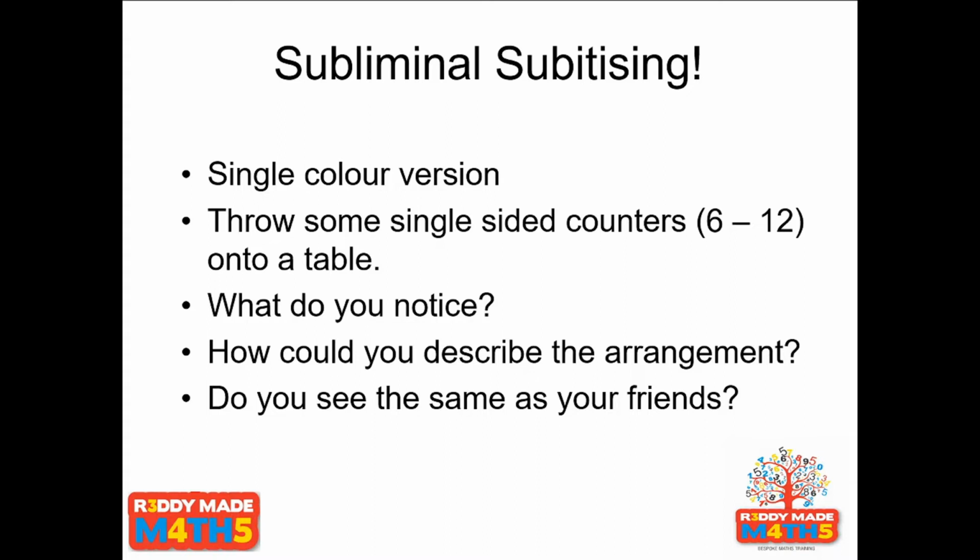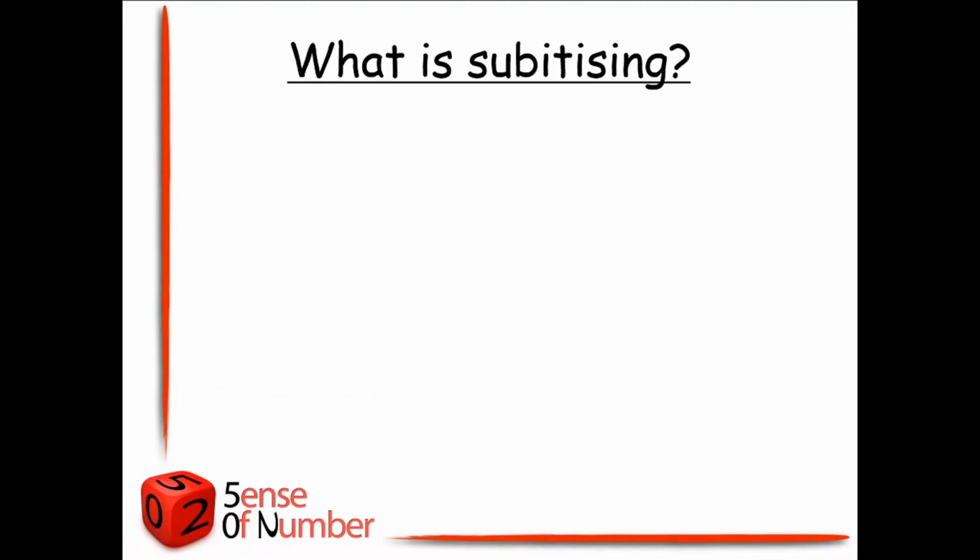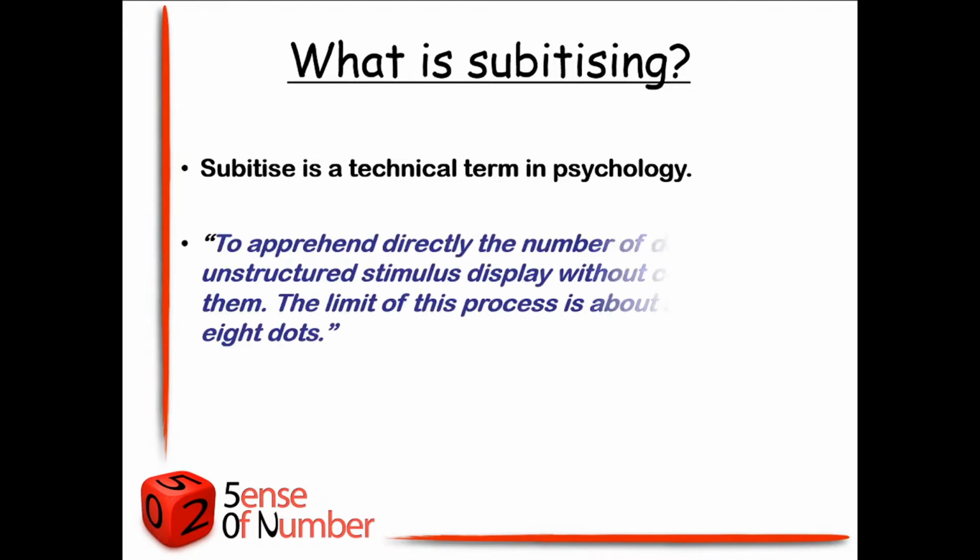I want to imagine now we're just throwing some single-sided counters onto a table, and then we look at what do we actually notice about them and how we describe the arrangement. Let's first of all, though, just define what subitising actually is. Subitising is actually a technical term in psychology. We use it a lot in early years mathematics, but it's actually a technical term in psychology, which means, in a very posh language, to apprehend directly the number of dots in an unstructured stimulus display without counting them. The limit of this process is about 7 or 8 dots.